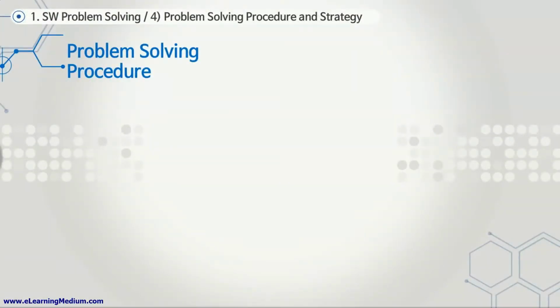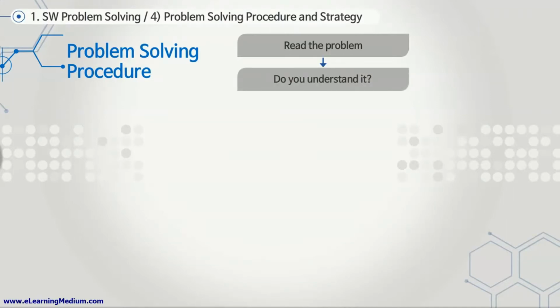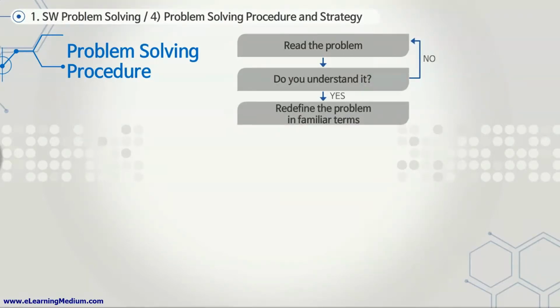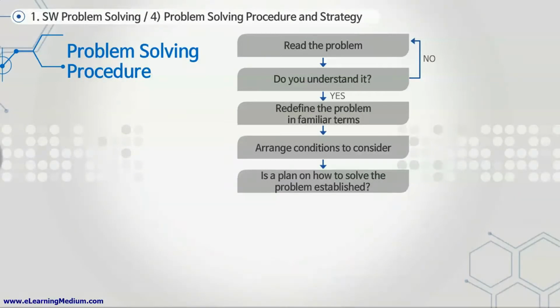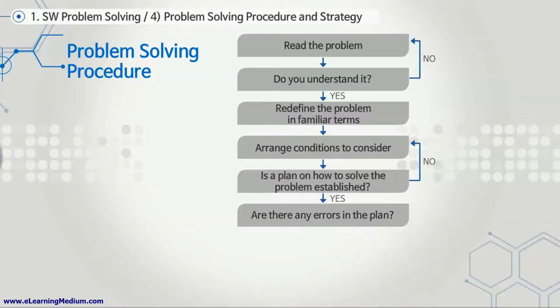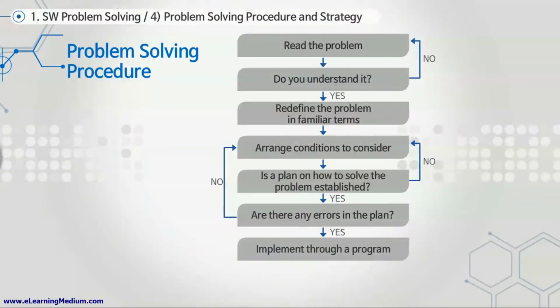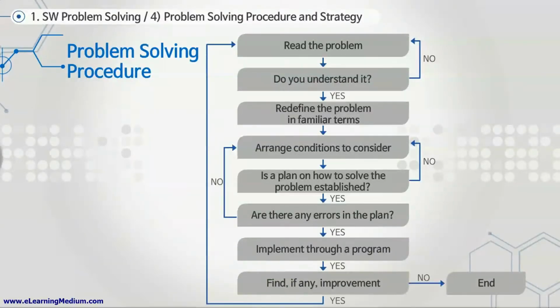This is the problem-solving procedure. First, read a problem carefully to understand the problem. In this process, redefine the problem in familiar terms and arrange conditions to consider. After understanding the problem briefly, establish a plan and validate the plan, how the problem-solving method can find a solution, by using the examples used in the problem description. After the validation, implement the program to test. Review the process of solving the problem and find, if any, improvement.